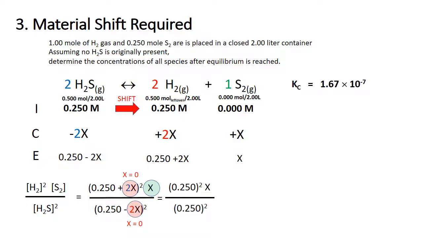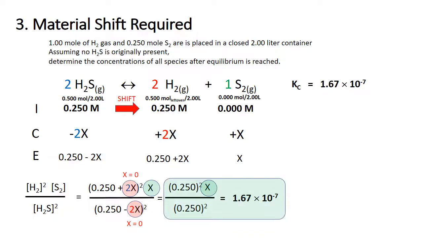Now, if we make these simplifying assumptions, what we get is arithmetic that looks quite a bit simpler than what we had before. Removing the two x's from both the numerator and the denominator, and not forgetting to square the 0.250, gives us this expression where you can easily see that the 0.250 on the top cancels the 0.250 on the bottom. But nonetheless, this is something that will have to equal 1.67 times 10 to the minus 7th.